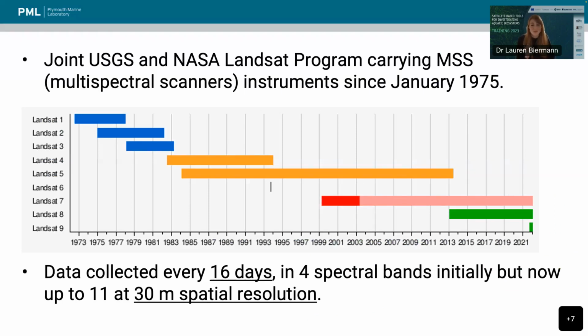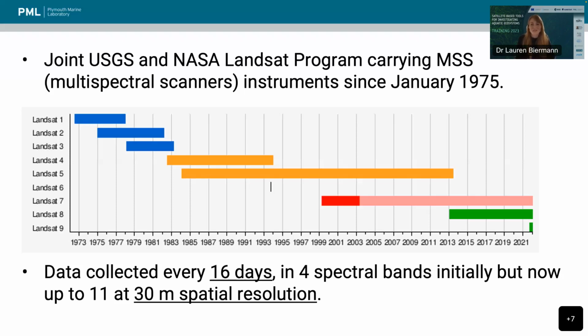And I hope that you stopped there and thought, 30-meter spatial resolution, because before this I was talking about 300 meters, 1.1 kilometers. How has this been such a step change? Well, that's because Landsat is primarily a terrestrial mission. But this is going to be a recurring theme in this talk as well. Just because something was built for land doesn't mean it can't tell you something about water.